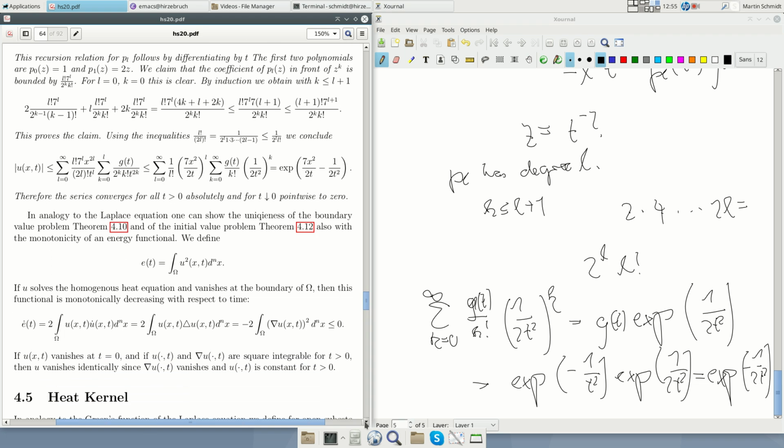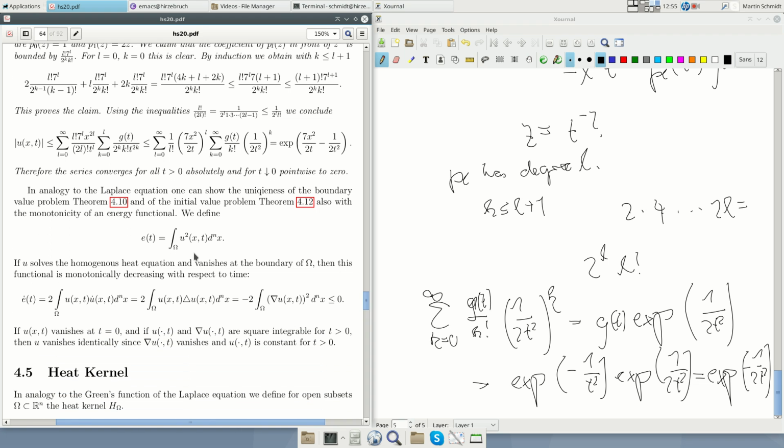Okay, so it doesn't obey this growth condition. Now finally we close this chapter by giving another proof of the uniqueness of the initial value problem by again using an energy functional. Yeah, we define this energy functional for u on omega, which solves the homogeneous heat equation and vanishes on the boundary of omega. Then we calculate that the functional is monotonically decreasing. In fact, we calculate the derivative, and we only have to show that the derivative is negative.